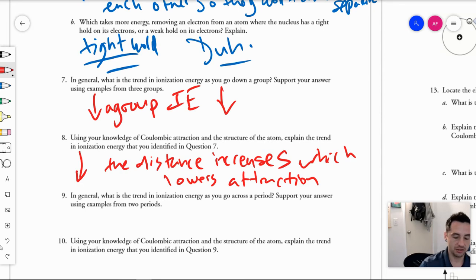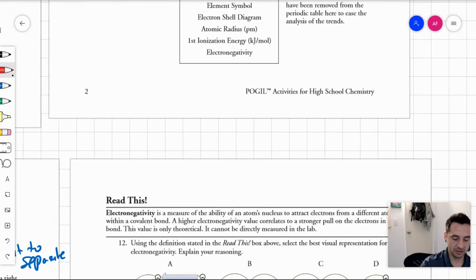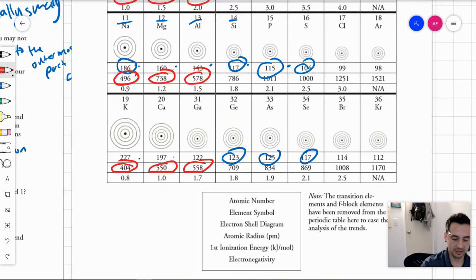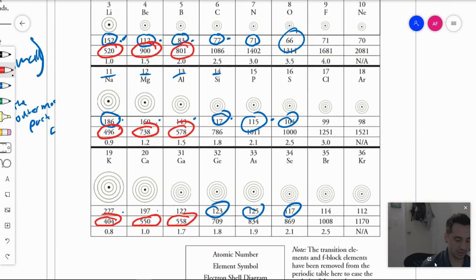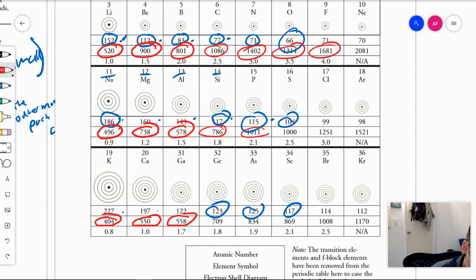Now let's look at going across a period. As we go across a period, what is the general trend? Again, there might be some exceptions here. As we go across, if we look here, 520, 900, 800, 1000, 1402, and 1314. Generally speaking, it increases from left to right.